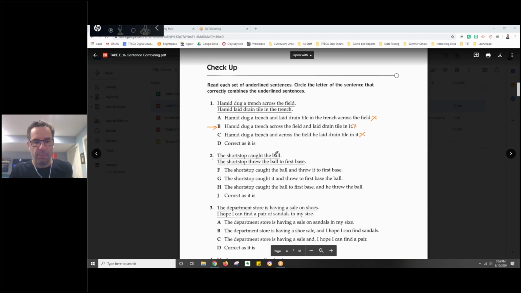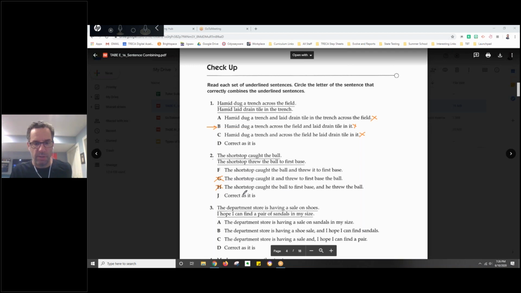Number 2, the shortstop caught the ball. The shortstop threw the ball to first base. The shortstop caught the ball and threw it to first base. That sounds right to me. The shortstop caught it and threw to first base the ball. That one doesn't make sense. The shortstop caught the ball to first. That one also doesn't make sense.